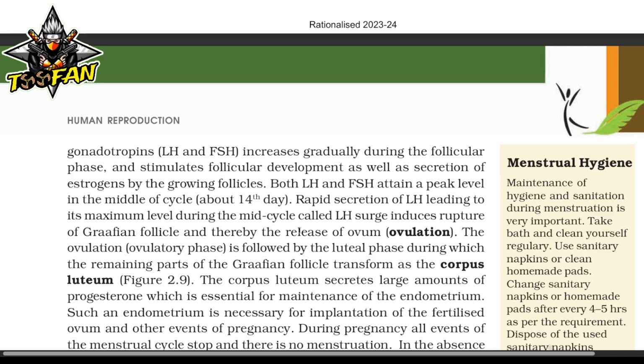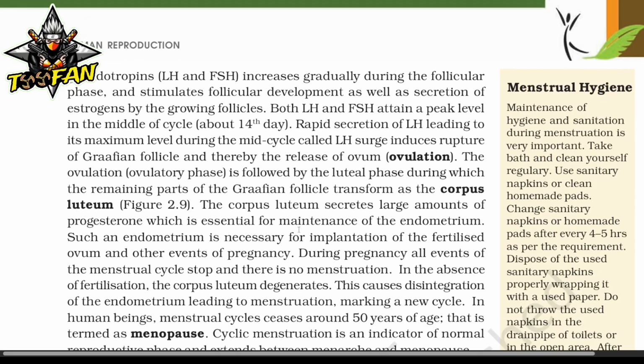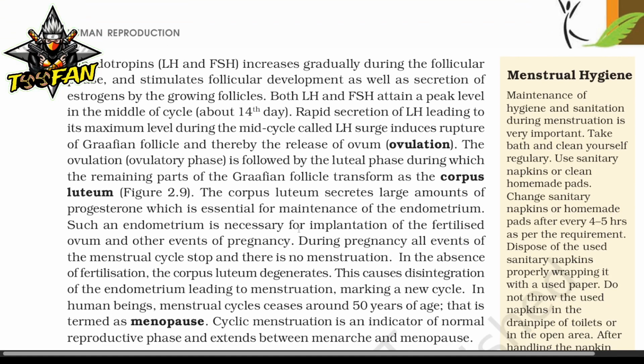The ovulatory phase is followed by the luteal phase, during which the remaining parts of the Graafian follicle transform into a corpus luteum. The corpus luteum secretes a large amount of progesterone, which is essential for the maintenance of the endometrium. Such an endometrium is necessary for implantation of the fertilized ovum and other events of pregnancy. During pregnancy, all the events of the menstrual cycle stop and there is no menstruation. In the absence of fertilization, the corpus luteum degenerates, and this causes disintegration of the endometrium leading to menstruation, marking a new cycle.